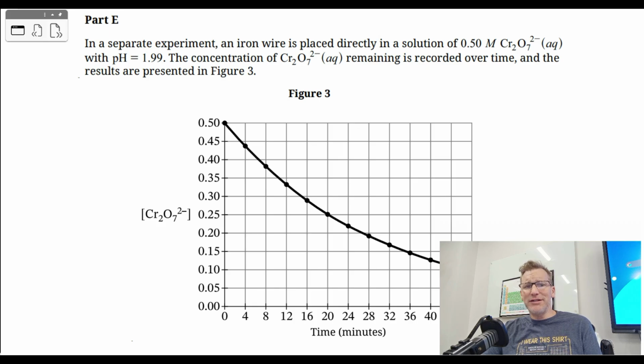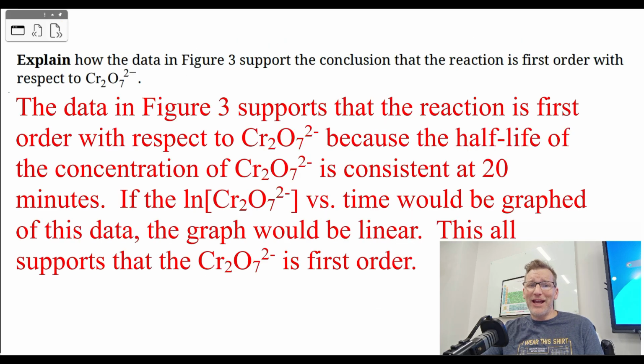Then we go to part E. Let's take a look at part E. You can see they're monitoring the concentration of dichromate over time. It's going down, the half-life staying consistent. And so it's a first order reaction. And that's what they asked. They said, explain how the data in figure 3 supports a first order reaction.